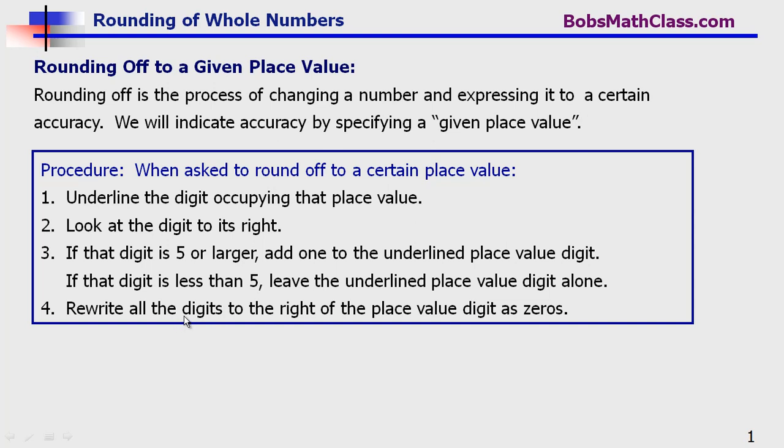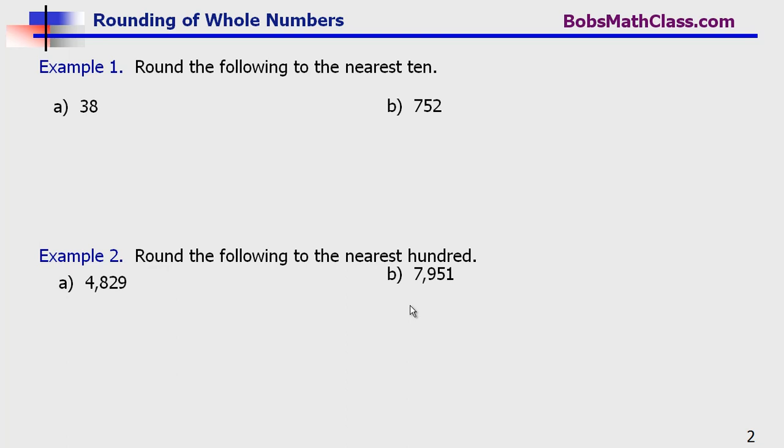Then we're going to rewrite all the digits to the right of the place value digit as zeros. So the last digit you're going to write that's not a 0 is the one you underlined. Okay, you might want to go back and write down all the notes if you didn't get that. It's good to write down the notes so that the process of what we're doing gets into your memory.